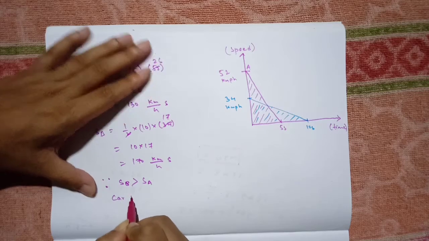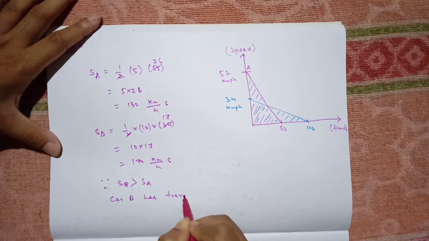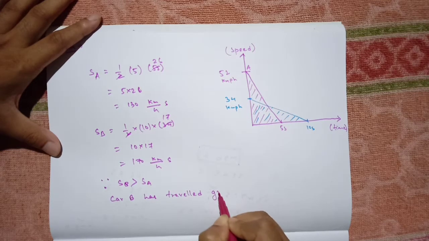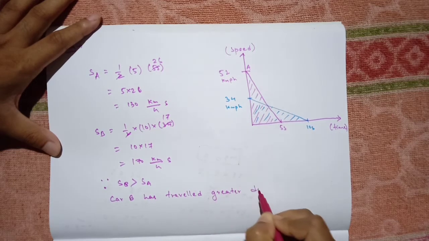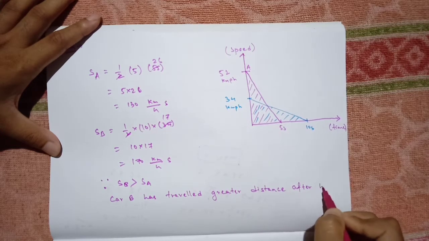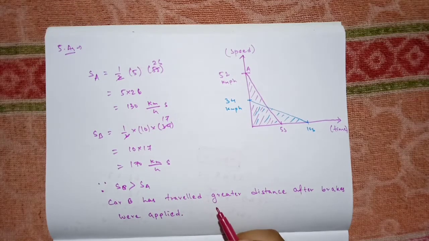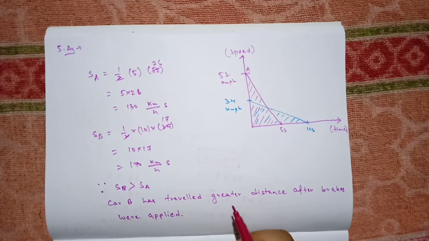So car B has traveled greater distance after brakes were applied. Okay, this is easy, guys. Don't get any tension in this question. These questions are really very easy. Just stay focused and always look for a new angle to solve these questions.